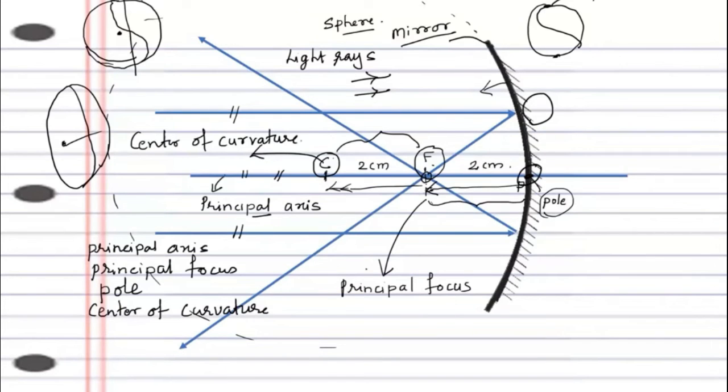In addition to this definition, let me define another definition, and that is focal length. This definition is very simple. Distance from pole to principal focus is called focal length. So this is the focal length. And what is the value of the focal length in our diagram? It is just 2 meters. Right? Just 2 meters.